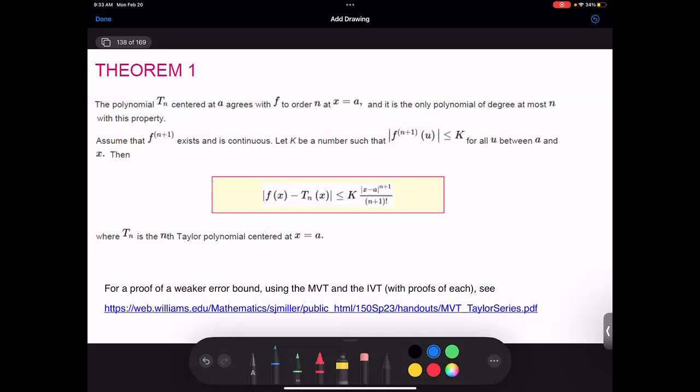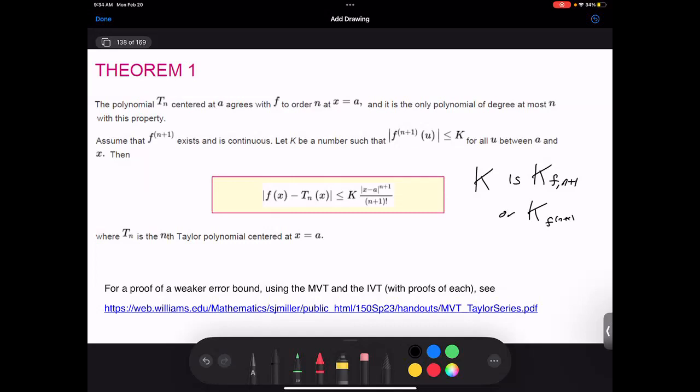Now, there is some, I would say, suboptimal notation here. I am a huge fan of notation that has indices like subscripts and whatnot up the wazoo, so that when you look at it, you know what's going on. Which is k sub f, n plus 1. So k depends on the function f, in particular depends on its n plus first derivative. You could also put in something about maybe the interval that you're expanding it about.